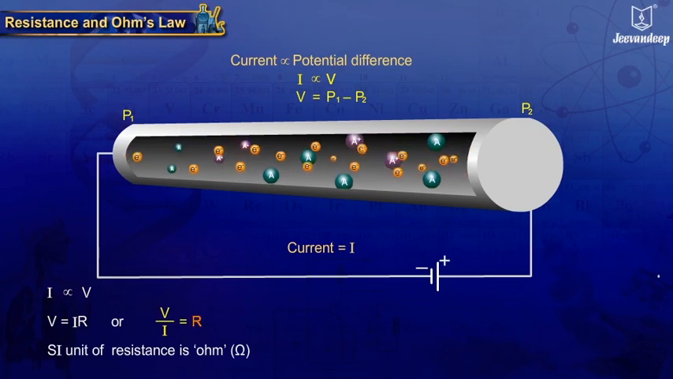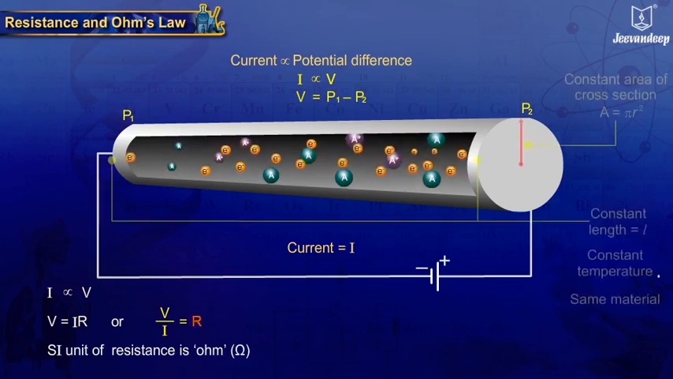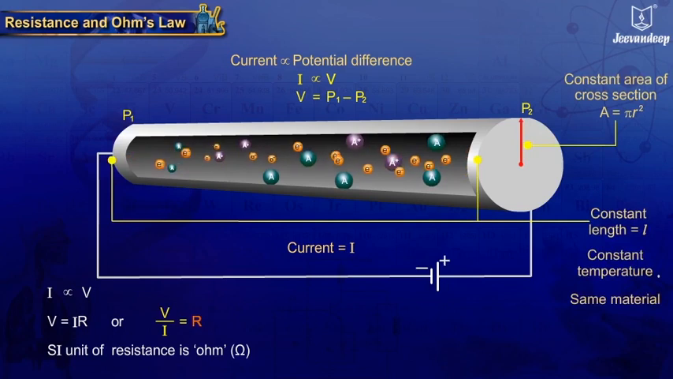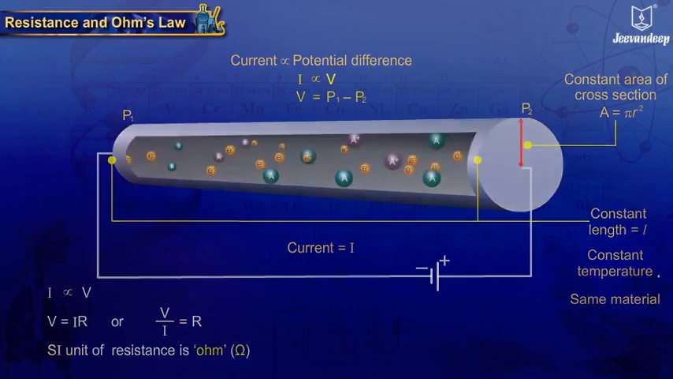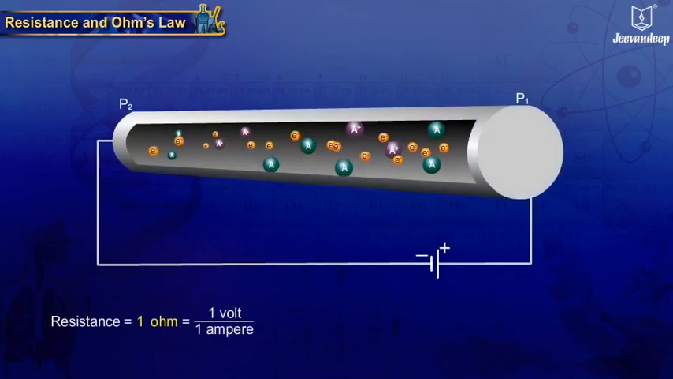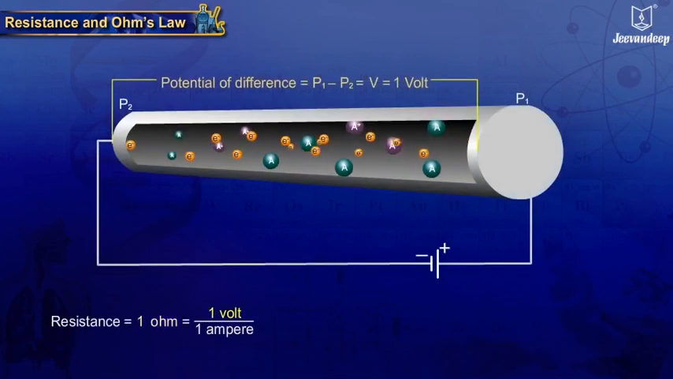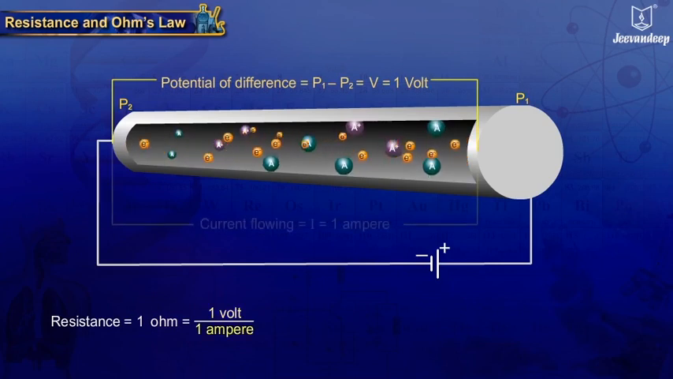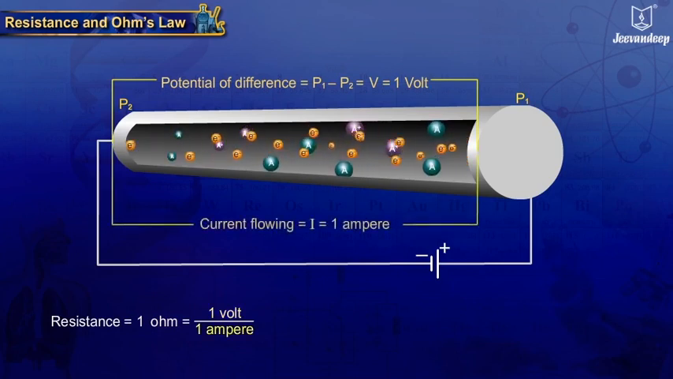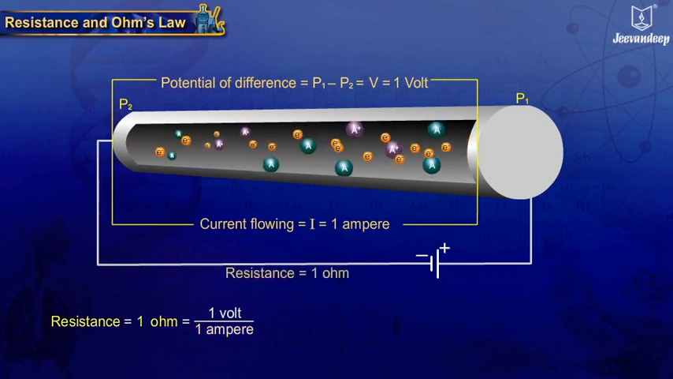R is the resistance, which is constant for a given conductor in given conditions, and its SI unit is ohm. 1 ohm. If 1 volt potential difference is applied across the two ends of a conductor with 1 ampere of current flowing through it, then its resistance is 1 ohm.